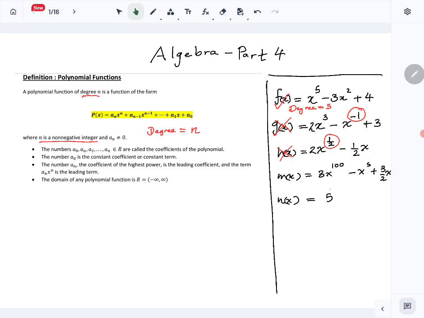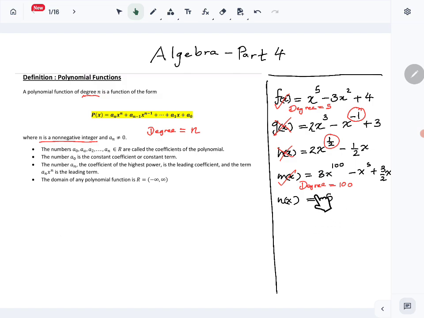Then let's look at the fourth one. X to the 100. Any non-negative power is fine. Minus x to the 5, fine. 3 over 2 x is fine. The constants can be any value, positive, negative, fraction, it's fine. Only the powers you have to worry about. It has to be a non-negative number, right? So this is a polynomial. What is the degree? Highest power is 100, no? So this is a 100-degree polynomial.